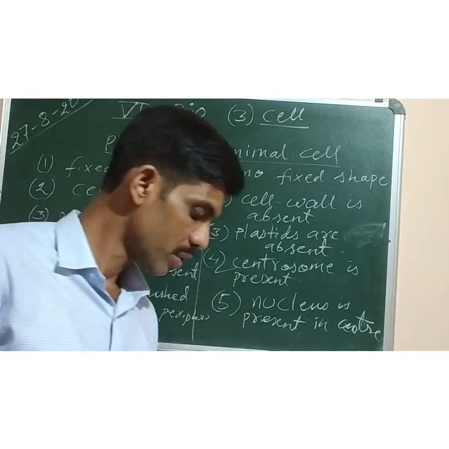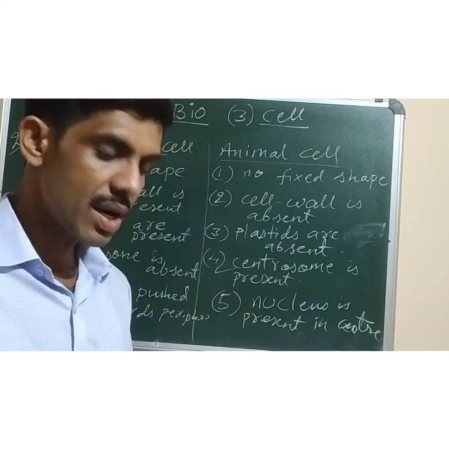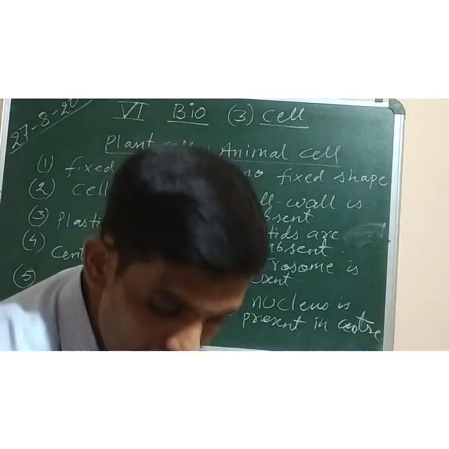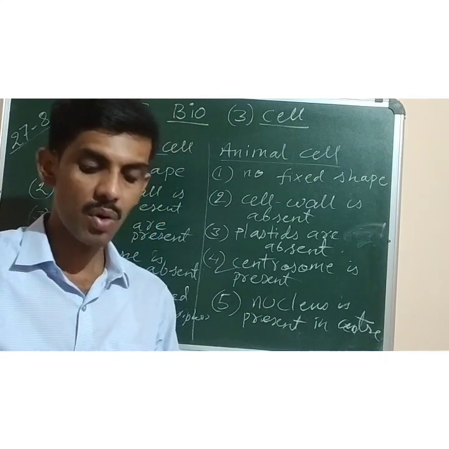Okay. Now next we have to do one activity to examine the plant cell and animal cell. This is an experimental question. If you want to see a plant cell, how can you see?